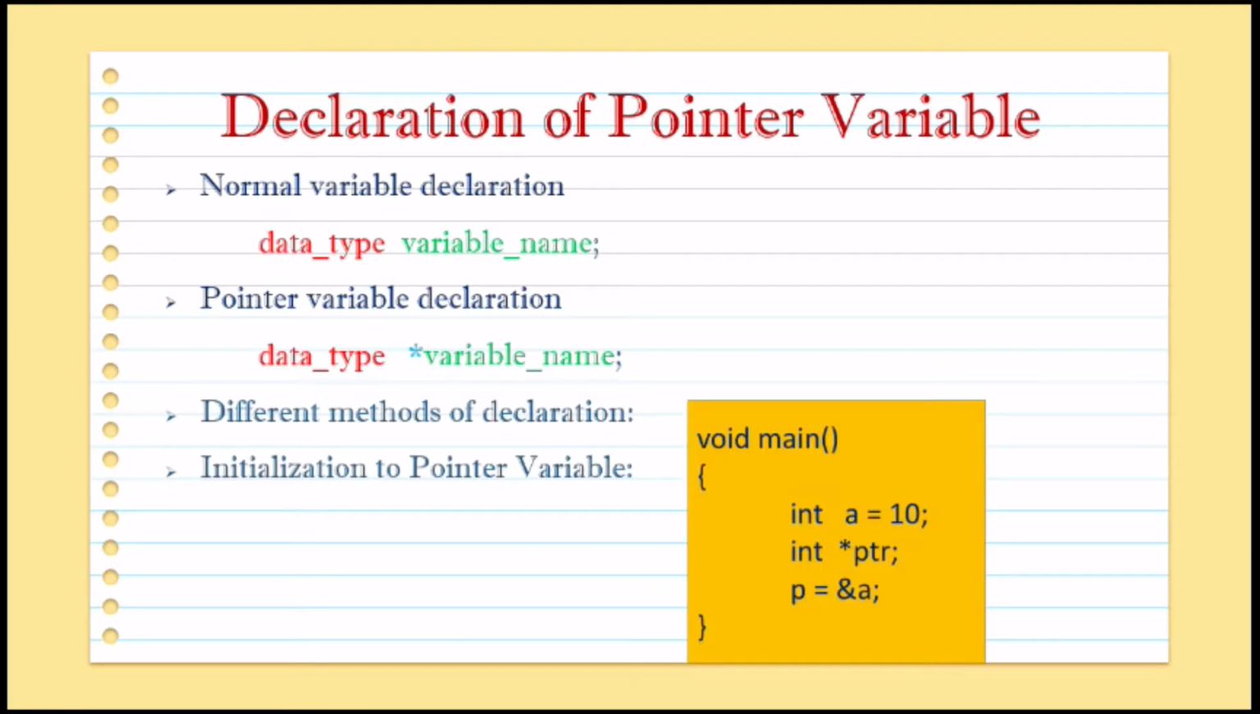This is the small program of initializing pointer. Here first we have declared a and initialized 10 to the variable a. Next we have declared ptr as a pointer variable, and then we have initialized the address of a to the variable ptr. So here ptr will hold the address of variable a, not the value which variable a is having. That is, ptr will not have the value 10, it holds address of a.